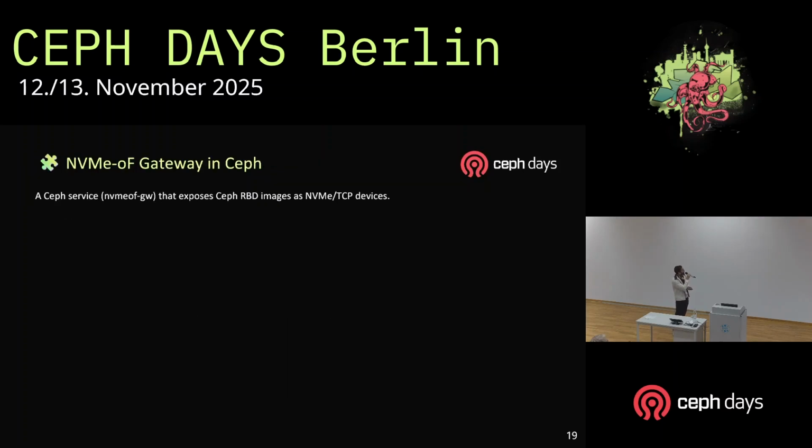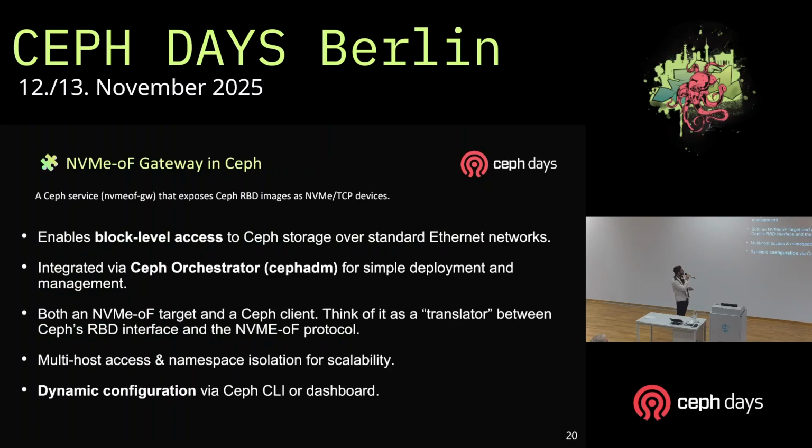So let's talk about the NVMe-oF gateway in Ceph. It's a service which exposes the Ceph RBD image to the client via NVMe-oF commands over the TCP protocol. It basically provides block level access, and it's integrated with the Ceph orchestrator, so it's very easy to deploy. You can deploy it very quickly.